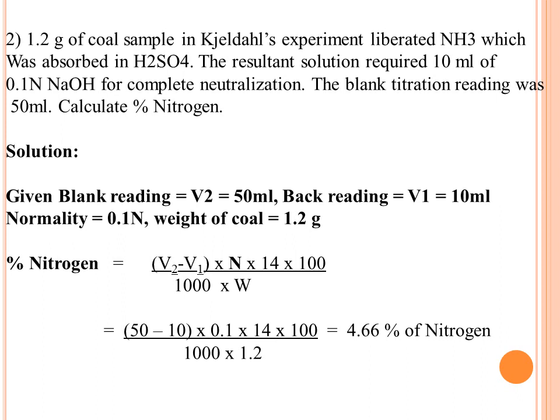Now here V2 is the blank and V1 is the back titration reading. So put the values, and we will get the percentage of nitrogen. In some numericals, the blank titration will not be given, but how much excess acid is taken will be given, so from that you have to use the blank titration reading. Or if only the back titration is given, but how much standard acid is taken, we have to consider that as the blank titration. Nitrogen percentage should always be low, so from the result you can verify whether your answer is correct or wrong.